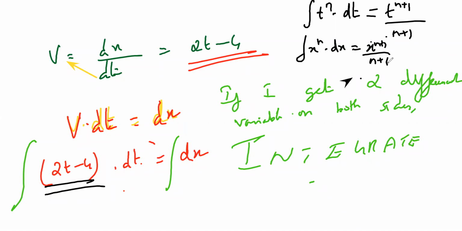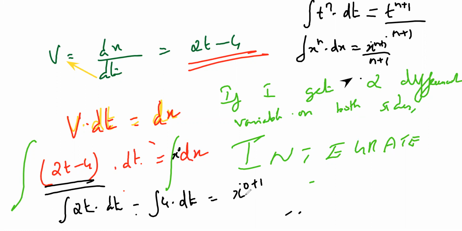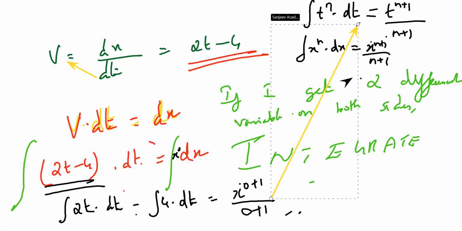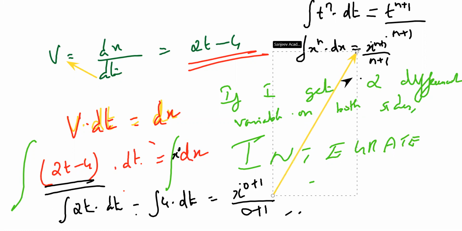So (2t minus 4) dt is equal to integral of dx, correct? Now split this: integral of 2t dt minus integral of 4 dt is equal to integral of dx. Here nothing is given, so put x power 0. This is 1 itself, right? If I put x power 0 plus 1 by 0 plus 1, by what formula? This formula, not the t one, it is x here.